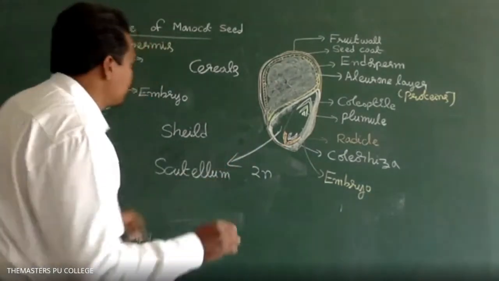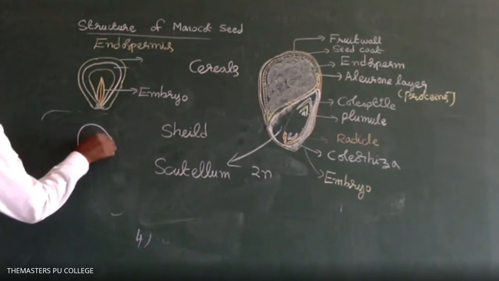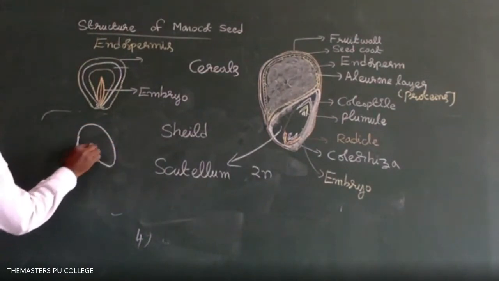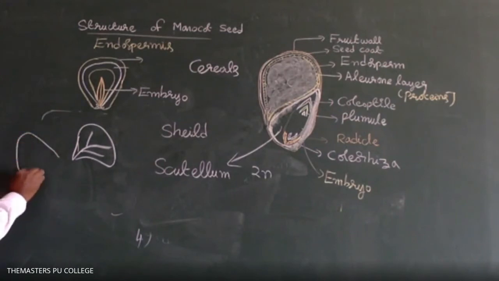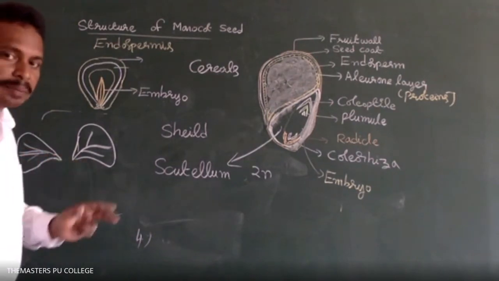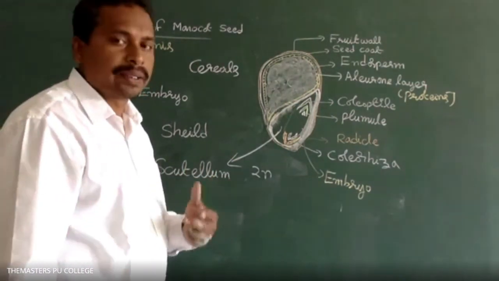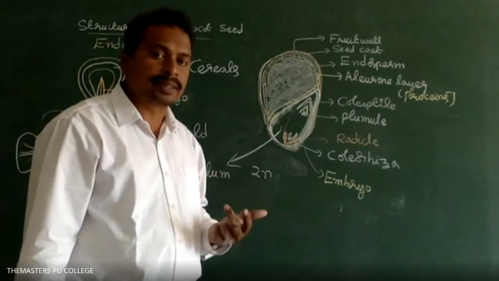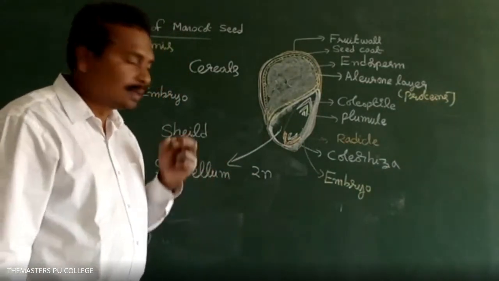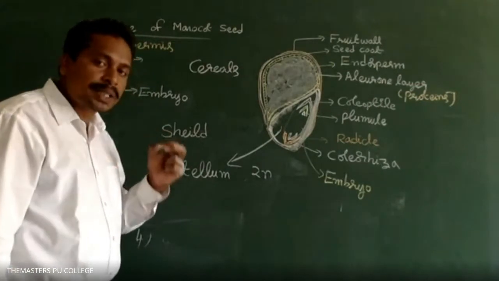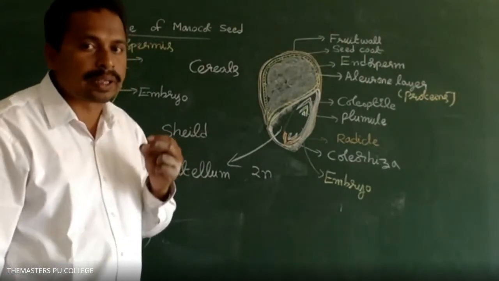So the scutellum cotyledon structure is different. In some of the angiosperms, the cotyledon does not appear like a shield shape. The shape of the cotyledon varies. If the cotyledon resembles a shield shape, that is called scutellum.